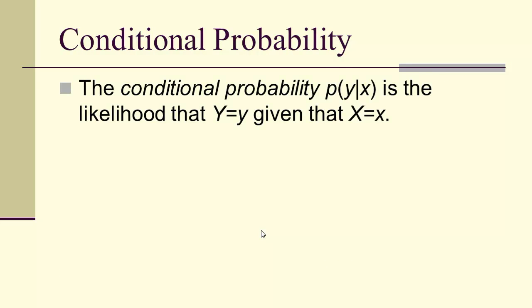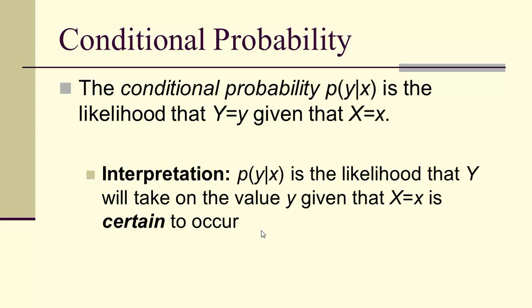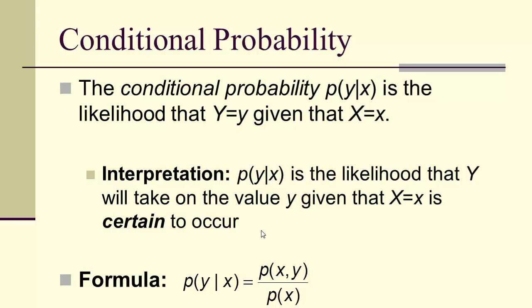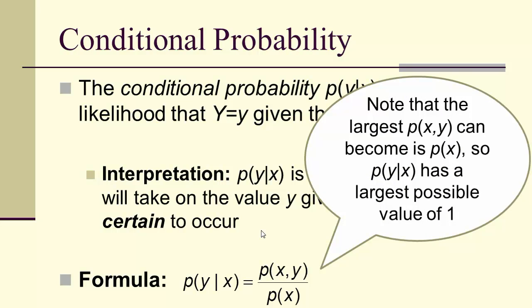Conditional probability is the likelihood that y is equal to little y given x equals little x, denoted with the bar again. And we tend to think of the conditional probability as the likelihood that y takes on a certain value, given that we must have something occurring with x. And a lot of times we're shown this formula, and this formula makes sense in that the largest possible value of P of x and y is P of x, so therefore the conditional probability has the largest possible value of 1, so it is truly a probability.